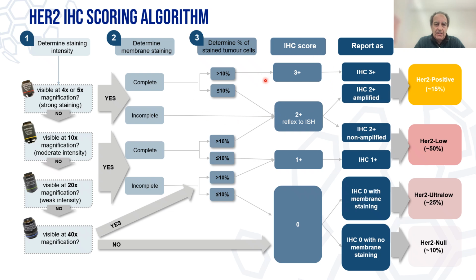This algorithm will give you an IHC score, and the IHC score will translate into a diagnostic category like Her2 positive, Her2 low, Her2 ultra low, or Her2 null.